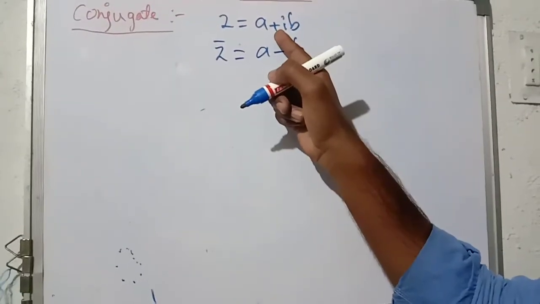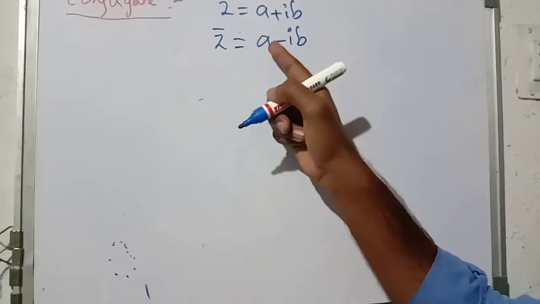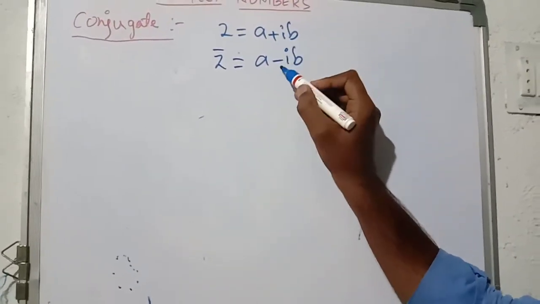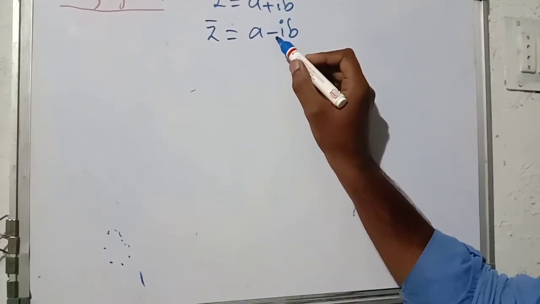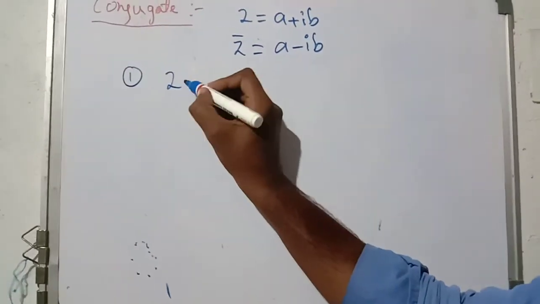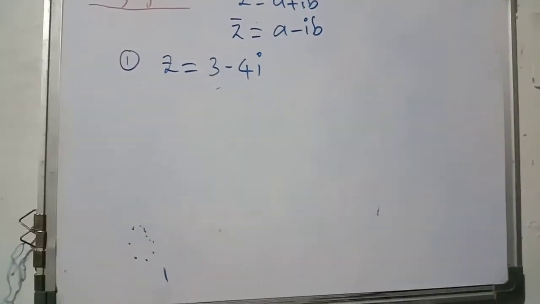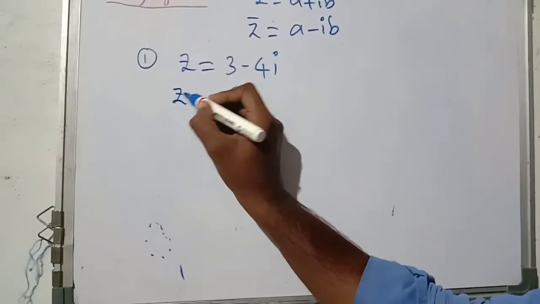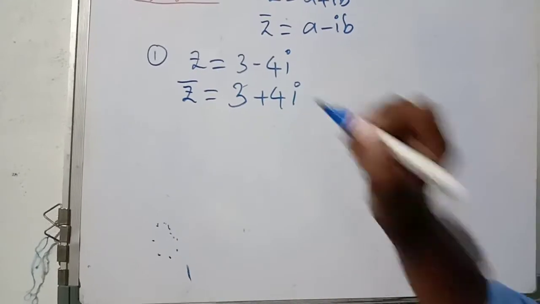So z equals a plus ib is the given complex number. Now the conjugate of this complex number is z bar equals a minus ib. I have changed the sign of the imaginary part, replacing plus with minus. Okay, let us take some examples. First one, let us take z equals 3 minus 4i. If the given complex number is 3 minus 4i, then the conjugate is z bar equals 3 plus 4i.